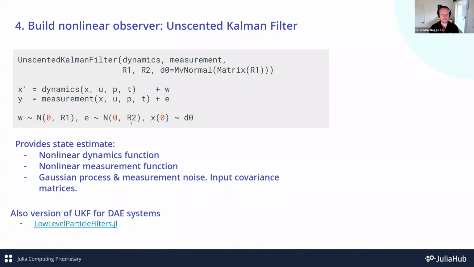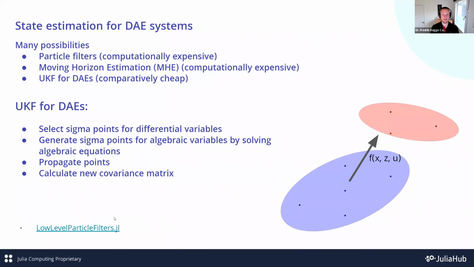An interesting thing with our implementation of the Kalman filter is that it also works for DAE systems. So even if you have algebraic equations in the model you're trying to estimate the state for, it will still work. For state estimation on DAE systems, there are a lot of different available options. One is to make use of a particle filter. Particle filters are wonderful in their generality. They work in a lot of different cases, but they are at the same time computationally very expensive.